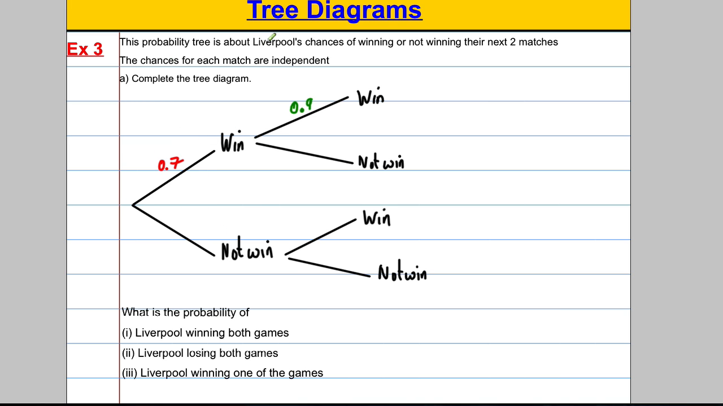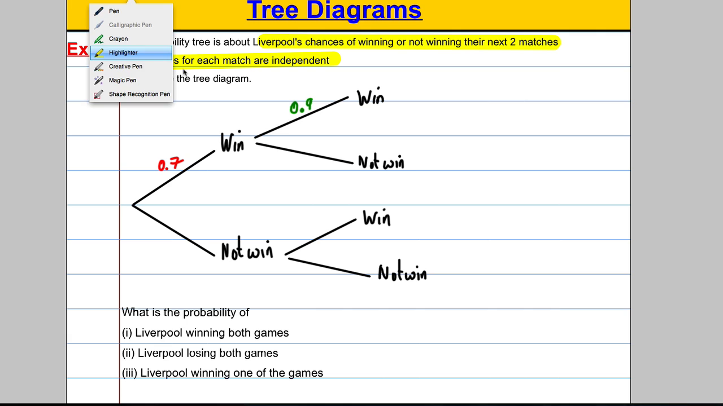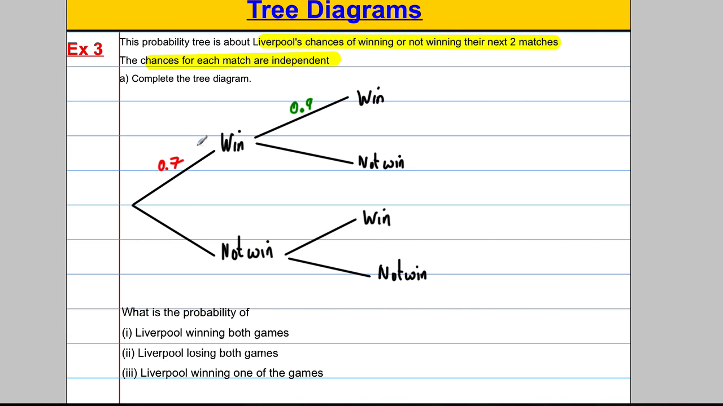So this is about Liverpool's chances of winning or not winning their next two matches. The chances for each match are independent. It says the probability they win the first match is 0.7. What's the probability they don't win? Well, it must be 0.3 for them to add up to 1. The probability they win the second match is 0.9, so the probability they don't win is 0.1. And we can fill in here again 0.9 and 0.1 for the second match, because this was the first match and this was the second match outcome.